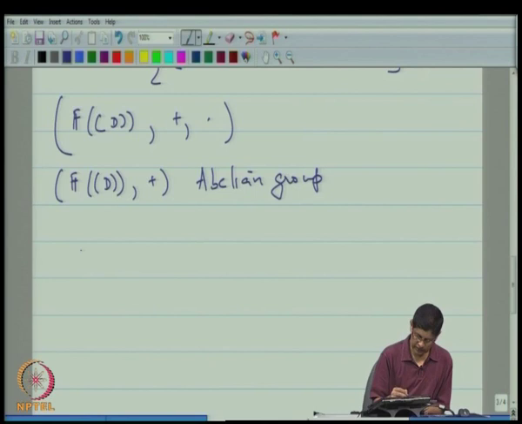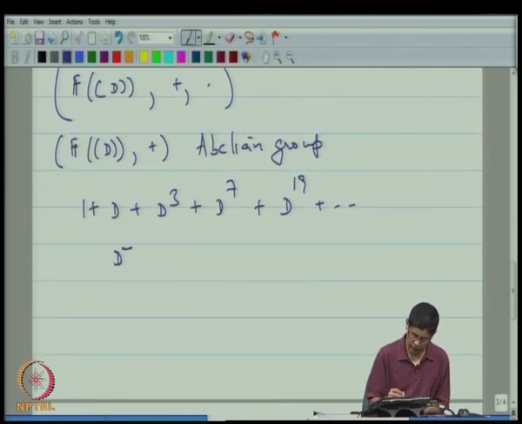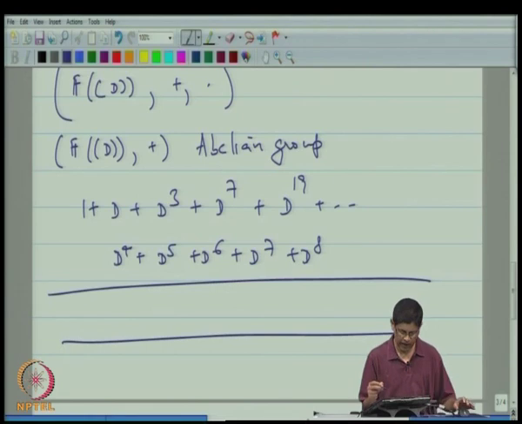How do you define addition? Supposing, for example, I wanted to add 1 plus d cubed plus d to the 7 plus d to the 19 and so on, to, let us say, d to the 4 plus d to the 5 plus d to the 6 plus d to the 7 plus d to the 8, then you would add it in the usual way.